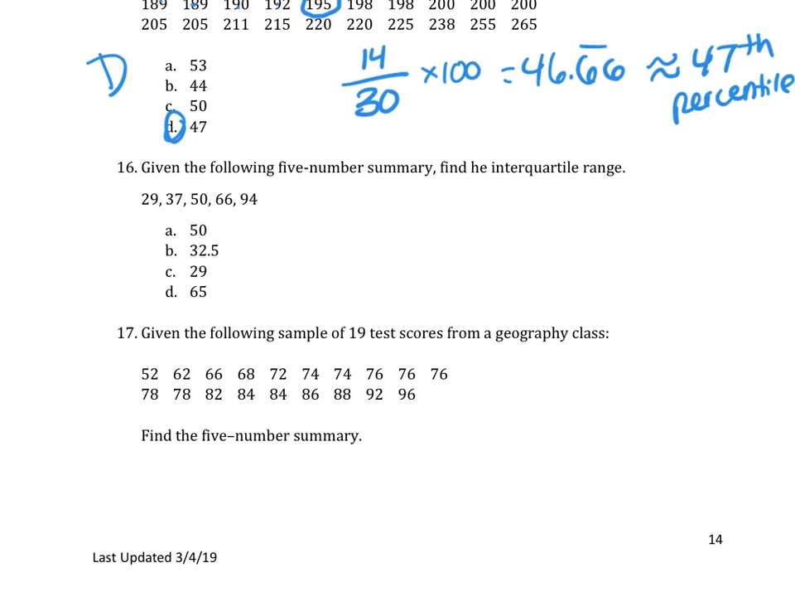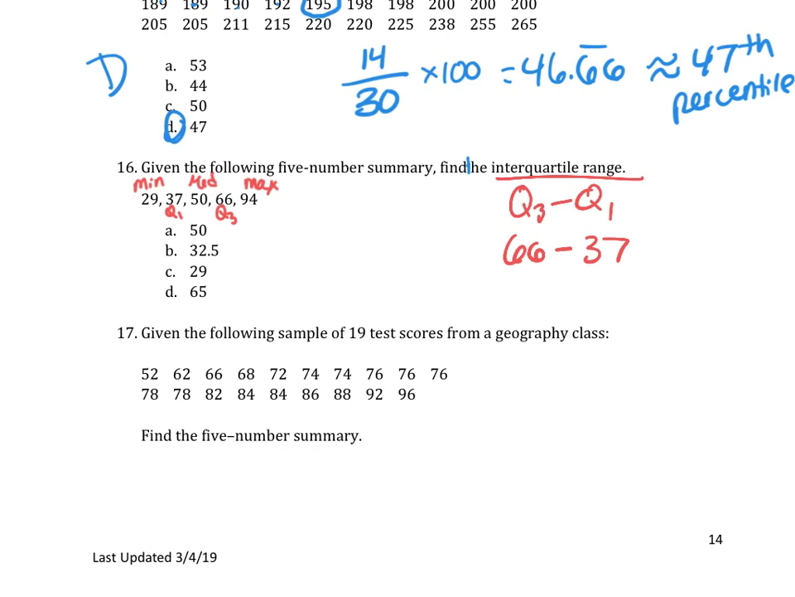Okay, number 16. Given the following 5-number summary, find the interquartile range. So 5-number summary, meaning this is the minimum, 37 is Q1, 50 is the median, 66 is Q3, and 94 is the max. So 5-number summary, remember, are the 5 numbers that we use for box plots. So the interquartile range is Q3 minus Q1. So we would just do 66 minus 37.